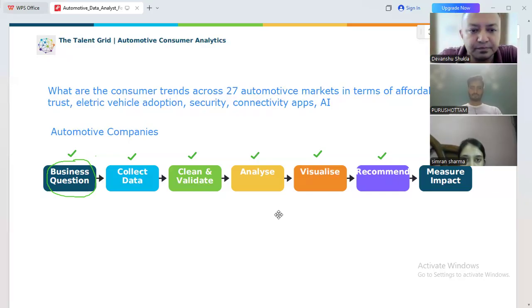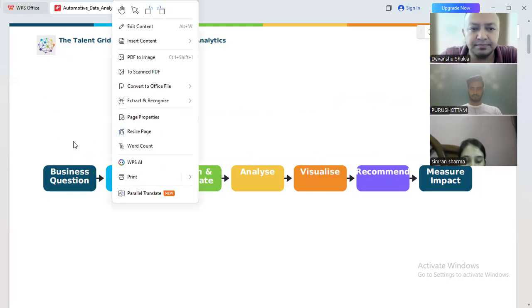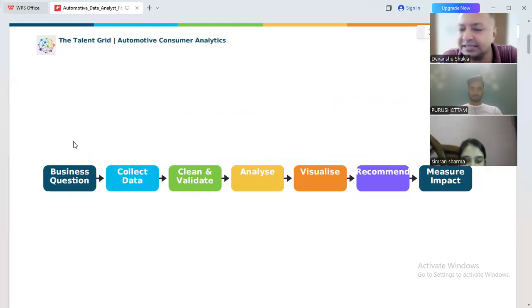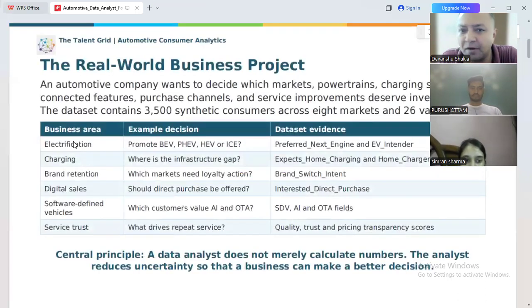Now, what do we have to do? We have collected the data. We are going to clean, analyze, visualize, recommend, and measure the impact. That is what we are going to do. Let's move on to the next. I believe this stage is clear, that is what all we are going to perform.